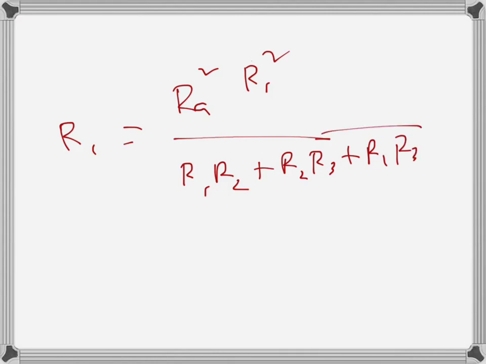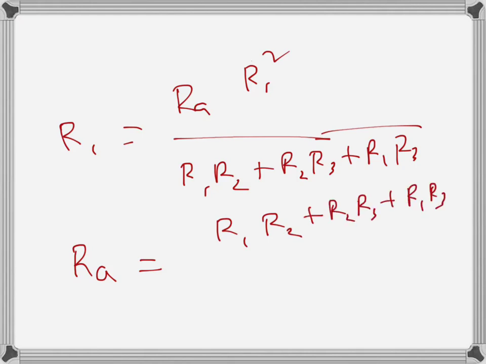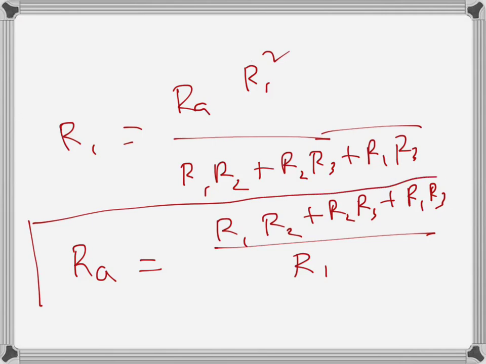This is just RA now. So what we end up getting is RA equals R1 times R2 plus R2 times R3 plus R1 times R3, divided by R1. This is our expression for RA, that is the delta equivalent of the Y circuit. These are all Y values which we assume that we have, and we are trying to convert the Y arrangement into a delta arrangement in this exercise.